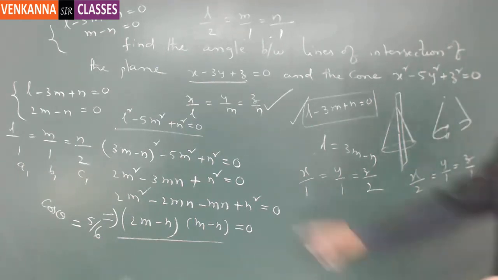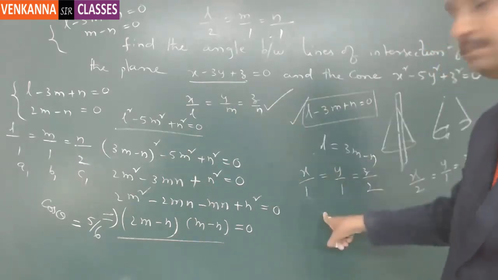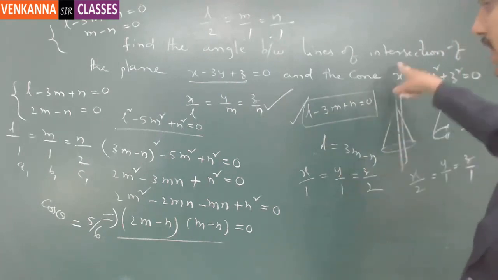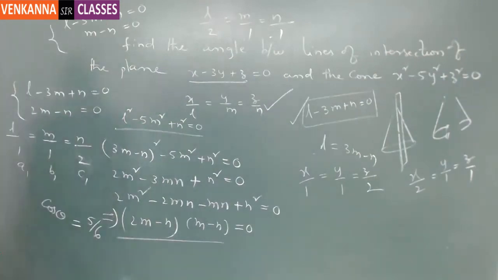And also this and this, they are perpendicular. You can check for that. The perpendicularity condition is satisfied, and the cone condition is also satisfied for these values. You can check that. Because the normal of the plane is perpendicular to the intersection line. Clear?